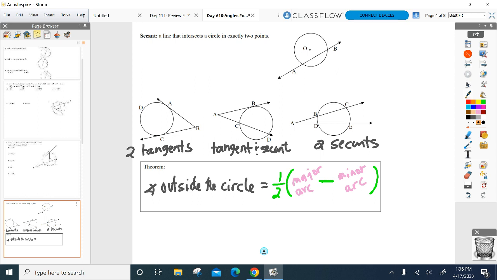Where do you find this major and minor? It's what's in between the angles. When I say major and minor here in the formula, it's the arcs in between the angle, not on the outside, in between it.